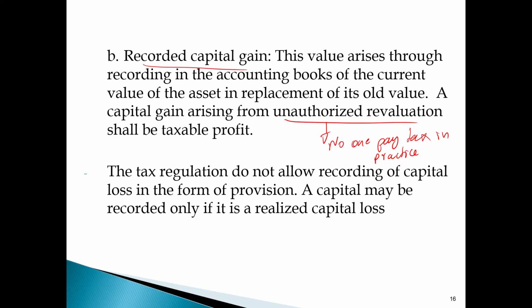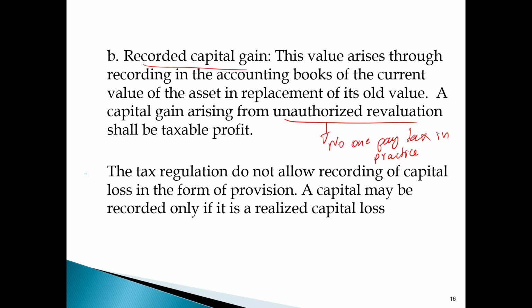Why can we get away with this rule? Why don't we pay? The law says an unauthorized revaluation is taxable income, but in practice nobody does it. I have seen only one company pay tax of 20% on a revaluation. That's the only one I have seen, but many other companies don't pay.